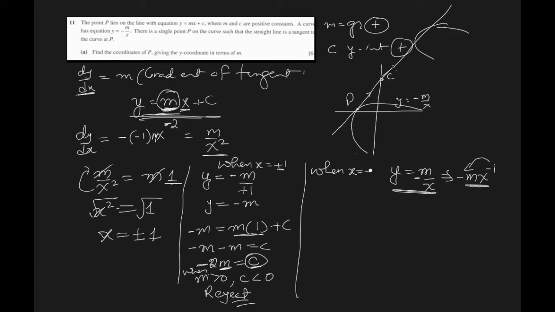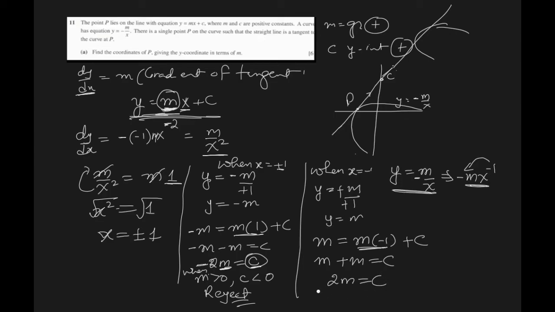Let's say when x equal to minus 1, and again use y equal to minus m over minus 1 this time. So this cancels out, so y equal to m. Now let's verify with the equation of line. Y equal to mx plus c. So m equal to mx plus c. So this is m and this is minus m. When it comes to the left becomes m equal to c, 2m, and that works when m is positive. If this is positive, 2 times that positive number, c will also be positive. So yes, x is negative 1.